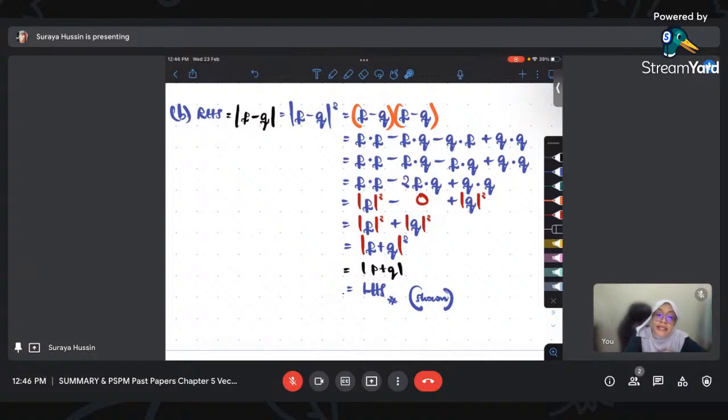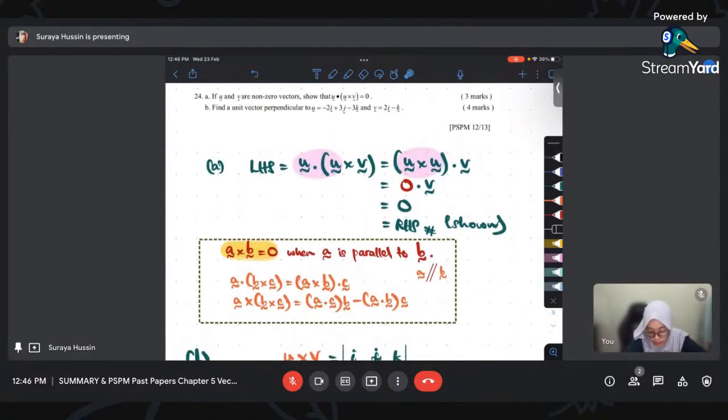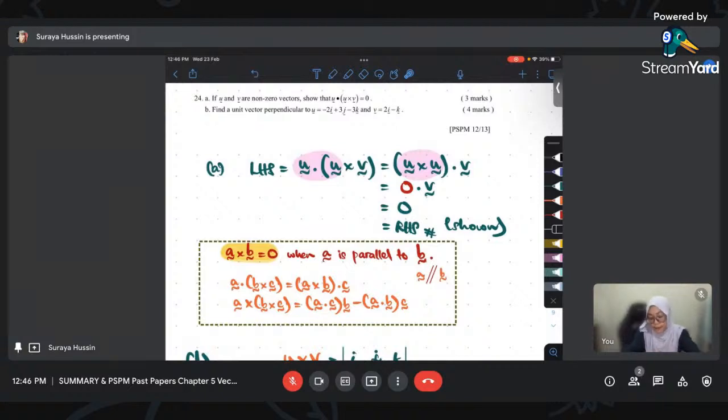Okay, soalan-soalan begini memang tidak beberapa disukai oleh semua pelajar-pelajar. Bukan seorang dua. Memang semua kebanyakannya tidak berapa minat proving. Okay, but don't worry, it's not a lot. Tak banyak pun soalan begini. Okay, untuk soalan nombor 24.